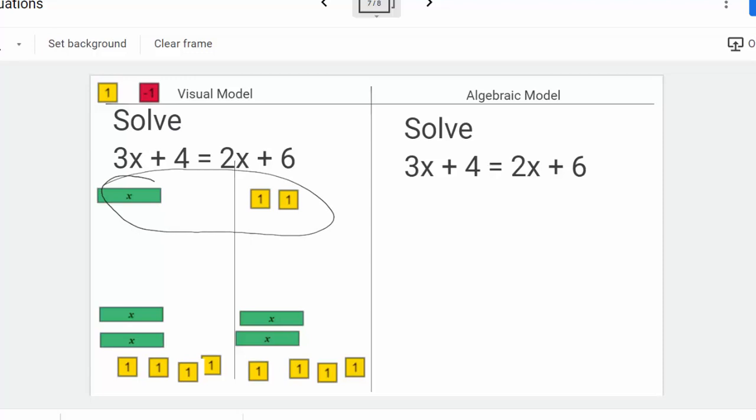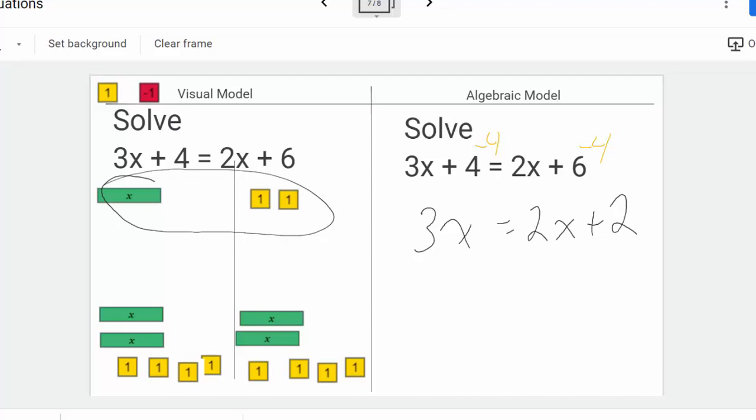Same thing on the right-hand side then. I said I wanted to get rid of the 4 first. Let me just change the color of my pen for a minute. I'm going to minus 4 from both sides. And I'm left with now 3x equals 2x plus 2. And I just want x on its own. I don't like the x's on both sides.